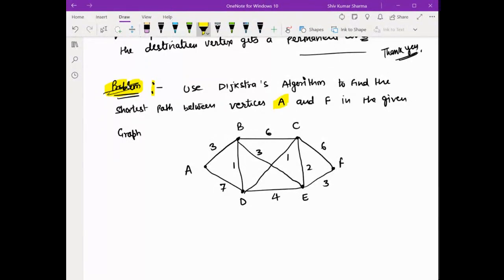Shortest path from vertex A to vertex F. This is our source vertex where we start visiting, and the destination vertex is F. So we calculate the shortest path from vertex A to vertex F by using Dijkstra's algorithm. Okay, did you all note it? Please note down this question.